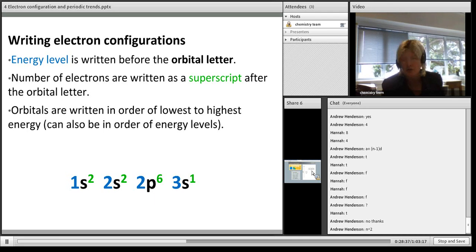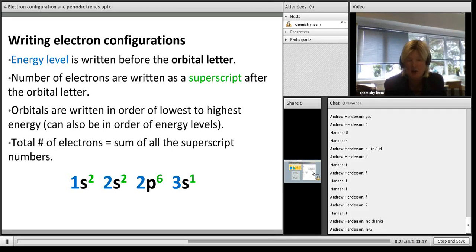And you always write them from lowest to highest in energy. It could also be in order of energy levels. NCEA accepts both. In other words, you could say 1s2, 2s2, 2p6, 3s2, 3p6, and then either do 4s2 before you get to 3d, or you could do the 3d first. I know in some places they want you to do it in terms of energy.